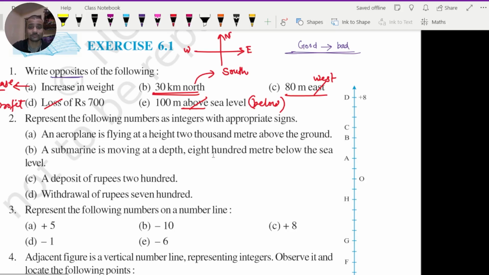Okay. What says 2 number? Represent the following number as integer with appropriate sign. It means that it says use these such lines. This is the hope you would be remembering here. This is very easy for you.